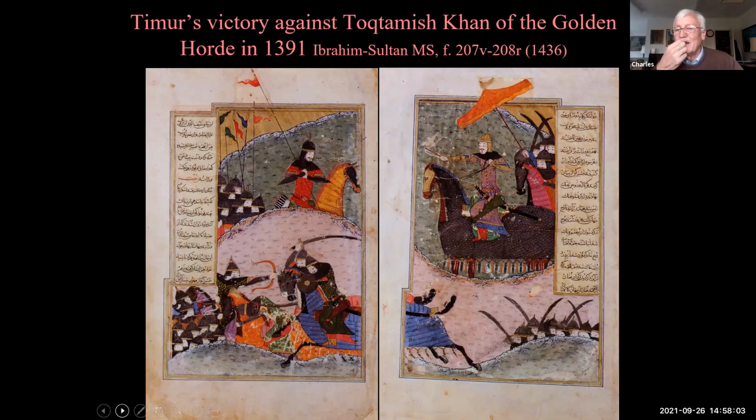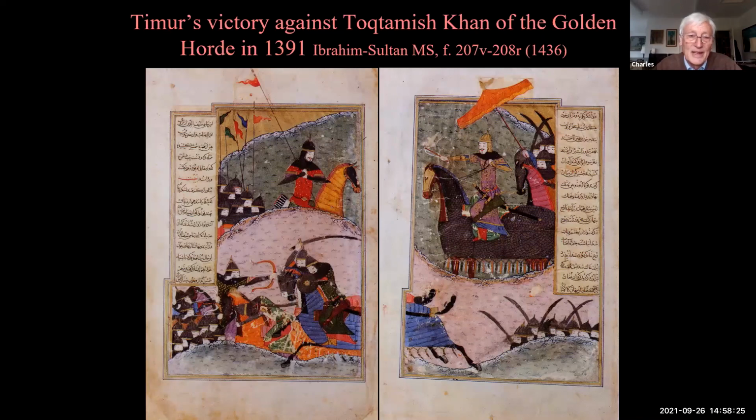So this is one of the main themes. I'm afraid I can't actually see the heading at the top of my screen, but it's Timur attacking a man called Toqtamish Khan, who was the ruler of the Golden Horde and was a great rival. He was a descendant of Genghis Khan, unlike Timur himself.